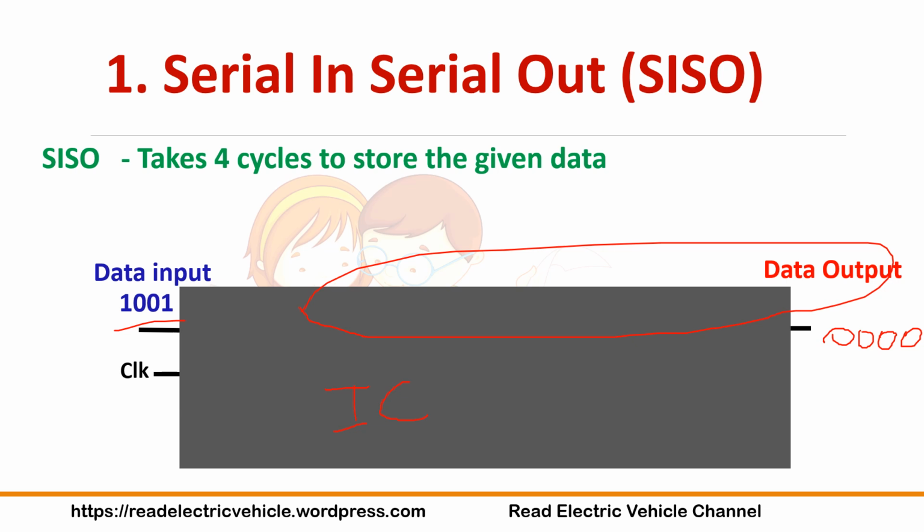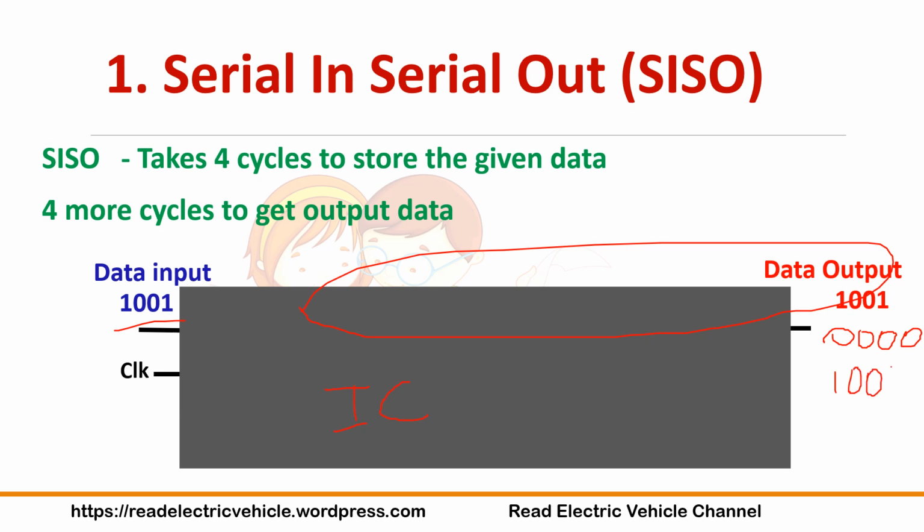If we want the input data as output here, you need 4 more cycles so that all the input data will come out. So you need 4 more cycles to get the output data as 1, 0, 0, 1.